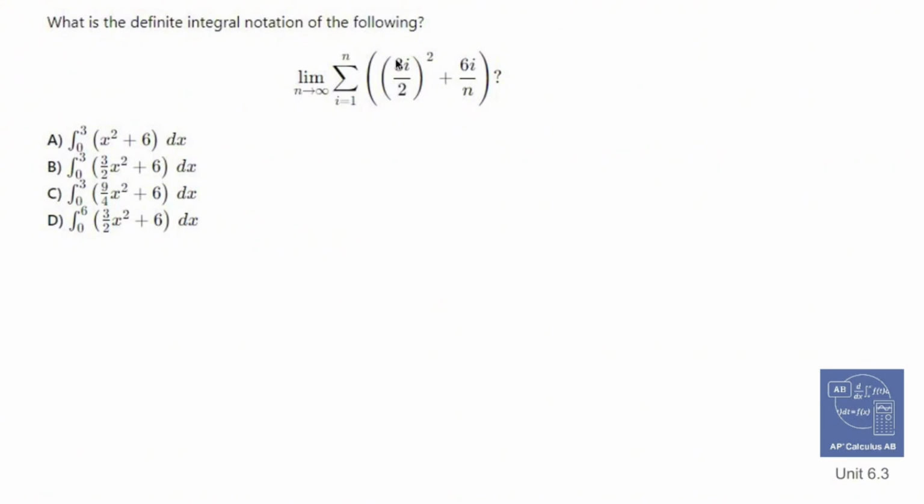We've got ourselves a 3i over 2, all of it is going to be squared. You've got a 6i over n. When you're dealing with sigma notation, first off, let's apply that squared. So we have sigma, i equals 1 to n, limit as n approaches infinity. Let's apply that squared, so you become 9i squared over 4. You become still 6i over n.